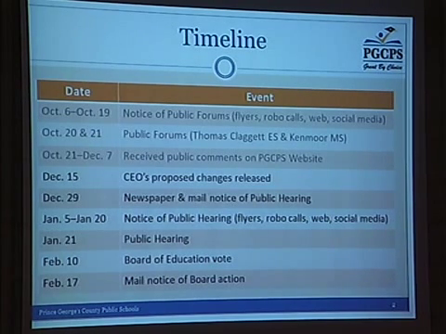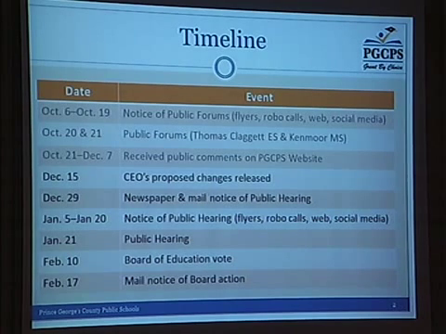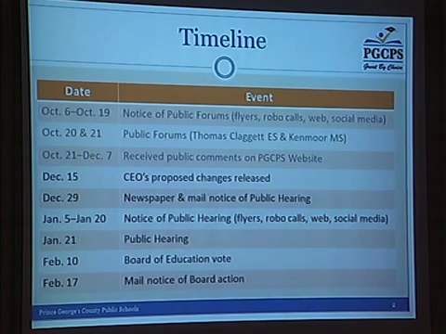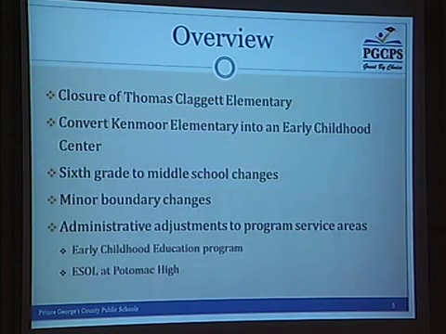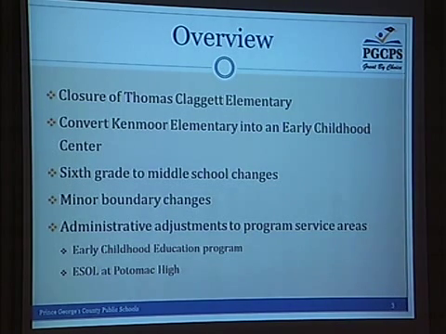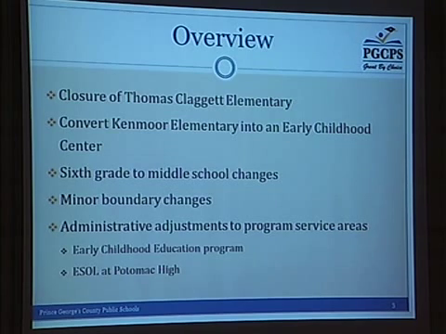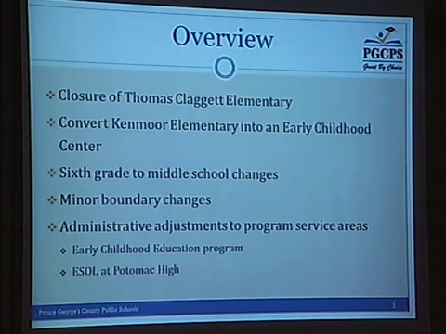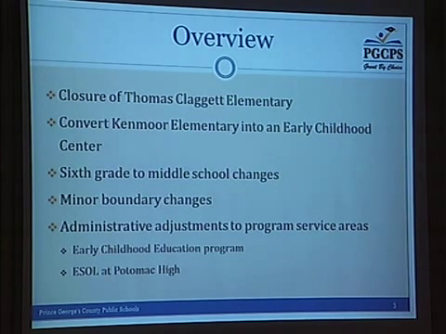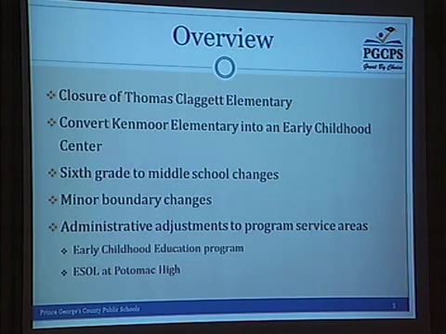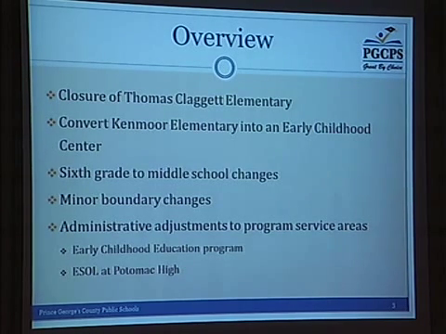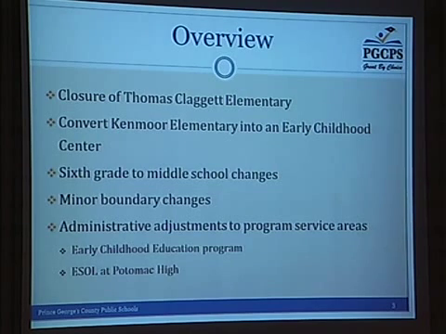Following the board's action, there would be mail notices, usually U.S. postal mail, to those homes that are affected by any adopted changes. As I mentioned, there were 2 public forums that were held. On the 21st of October, a forum was held at Thomas Claggett concerning the potential closure. There were approximately 50 attendees at that presentation. 95% of those present represented the Thomas Claggett Elementary School community.